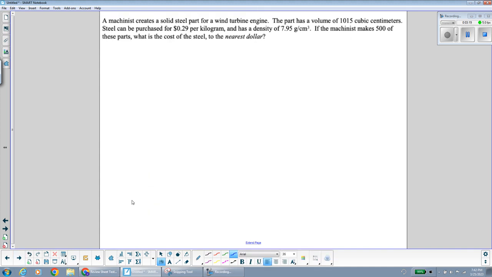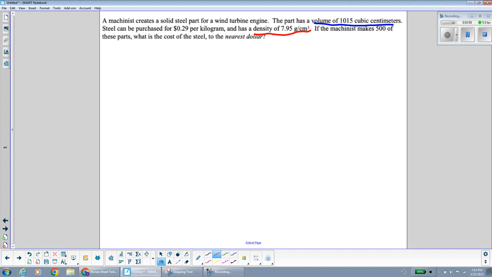Please pause the video and read the next question. So we are talking about a wind turbine engine and a part for it. The part has a volume of 1,015 cubic centimeters. So they give us the volume already. Steel can be purchased for 29 cents per kilogram and has a density, so they give us the density, of 7.95 grams per cubic centimeter. If they're making 500 of these parts, what is the cost of the steel?